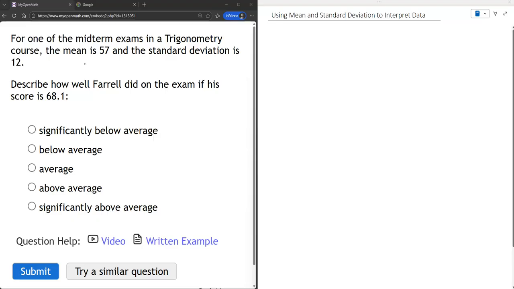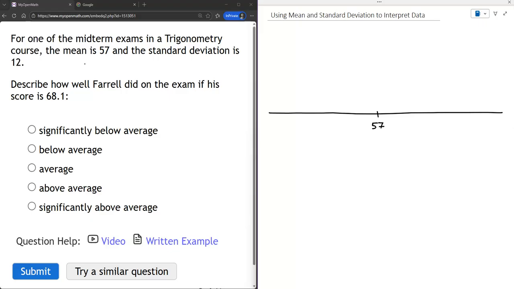And the way we're going to answer this question is by drawing the axis and labeling the mean, and then we're going to create these intervals by adding repeatedly the standard deviation to the mean 3 times and then subtracting it 3 times. 57 plus 12 is 69, 69 plus 12 is 81, 81 plus 12 is 93, and 57 minus 12 is 45, 45 minus 12 is 33, 33 minus 12 is 21. So this is what we call average range.